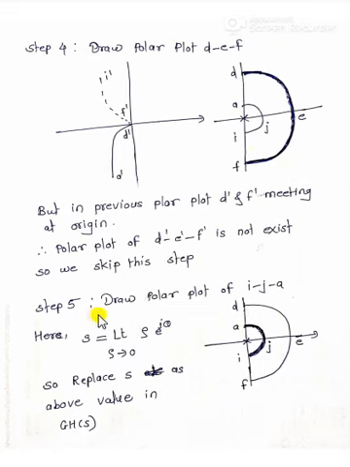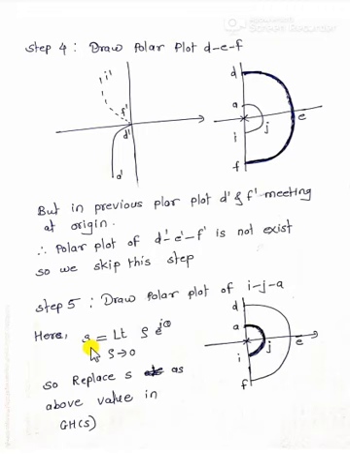Now step number 5, draw the polar plot of IJA. As in previous steps, we completed the A dash D dash path Nyquist plot, then F dash I dash completed, then this DEF completed. So the rest is IJA. Now draw the polar plot of IJA.